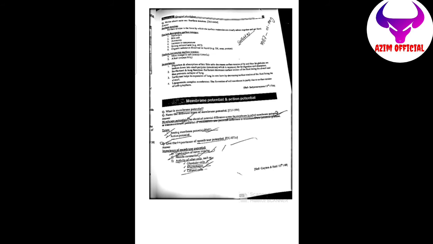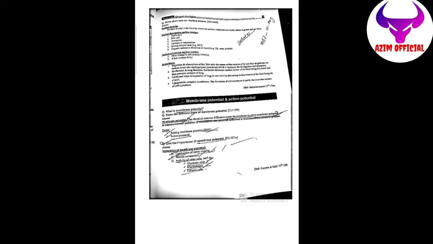Yes, this one. The membrane potential. The electrical potential difference across the membrane is called membrane potential, or transmembrane potential difference, or transmembrane potential gradient, you may say. The types are resting membrane potential and action potential. As the name says, resting membrane potential is the resting condition, and action potential is in action, or in a dynamic condition.